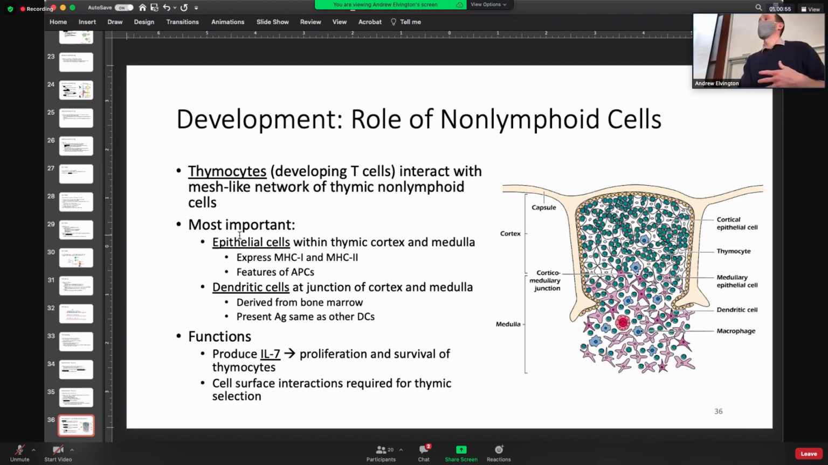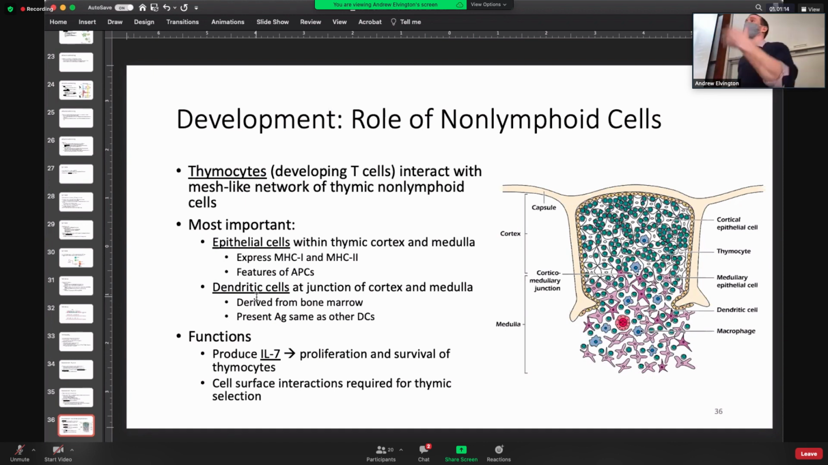One of the most important are things called thymic non-lymphoid cells. Principally, these are epithelial cells. What these epithelial cells do is they express both MHC1 and MHC2. So they are acting like antigen presenting cells. You will also have some dendritic cells that are present.